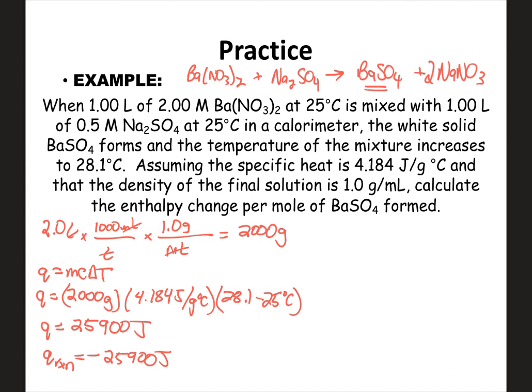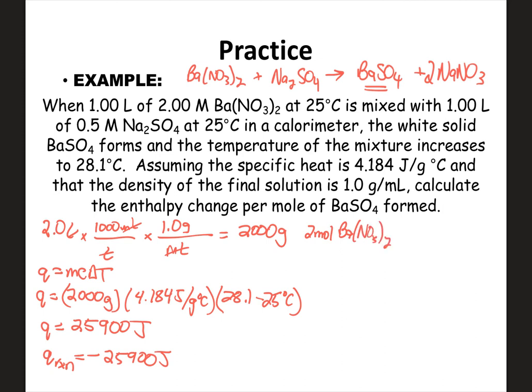But we care about the enthalpy change per mole of the BaSO4 that's formed. So we're going to have to do a limiting problem here because we need to know how many moles of BaSO4 actually formed in the problem. If you look at your original amounts here, we had 1 liter of 2 molar barium nitrate. So if you got rid of your liters, you're just starting with 2 moles of this barium nitrate.